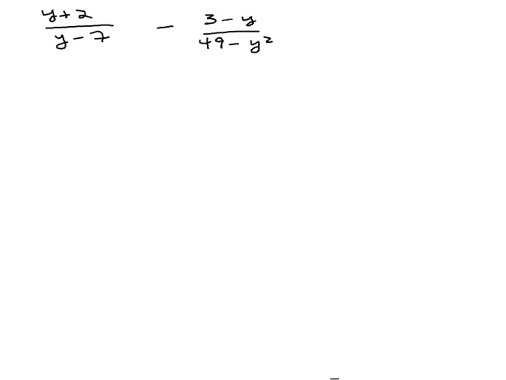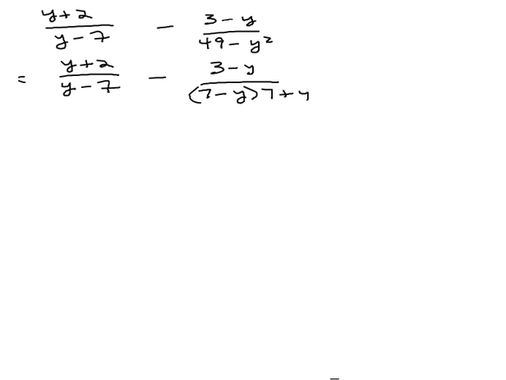We'd like to take (y + 2)/(y - 7) and subtract (3 - y)/(49 - y²). To do that, as always, we'd like to factor both denominators. So (y + 2) over y - 7, which is prime and doesn't factor, minus the quantity (3 - y) over 49 - y², which is the difference of two squares. Is it (7 - y)(7 + y)?